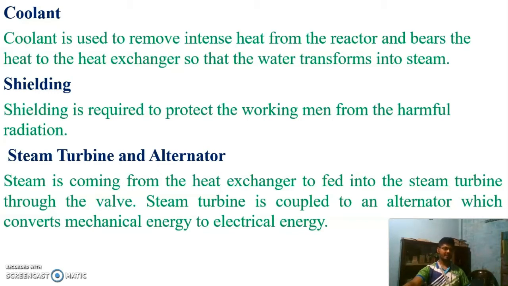Shielding. Shielding is required to protect the working men from the harmful radiation. Steam turbine and alternator. Steam is coming from the heat exchanger to be fed into the steam turbine through the valve. The steam turbine is coupled to an alternator which converts mechanical energy to electrical energy.